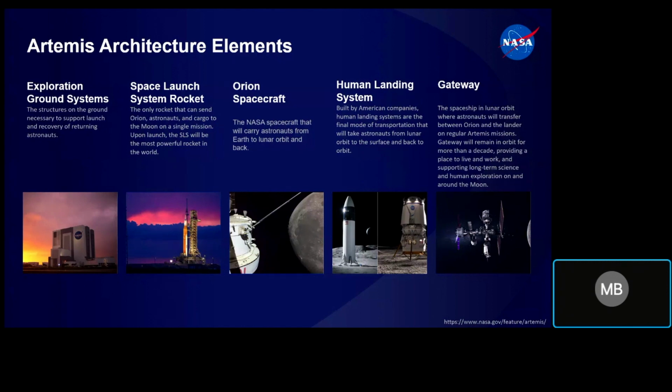The last architectural item I want to talk about just briefly here is the Gateway, which is a multi-element spaceship that will be in the NRHO and serves as our aggregation point for the crew, supplies, and the lander vehicles on the later missions. Gateway also supports a number of scientific research opportunities from the NRHO.